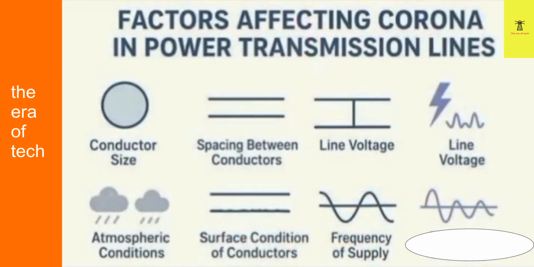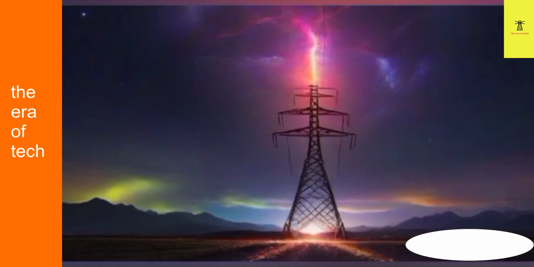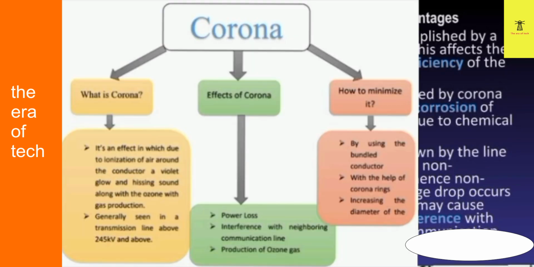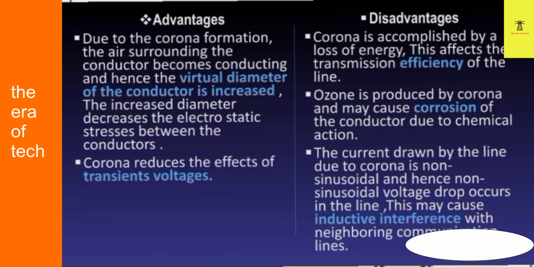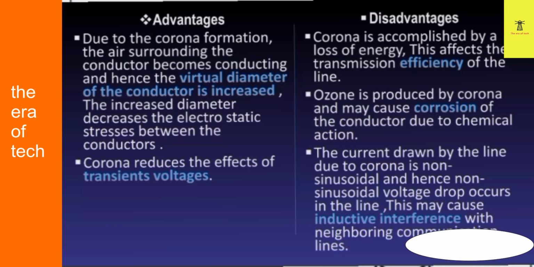Corona produces several visible and audible effects like a bluish or violet glow around the conductors, a buzzing or crackling sound, small sparks in some conditions, an ozone smell due to ionization, and radio interference on AM or FM bands.